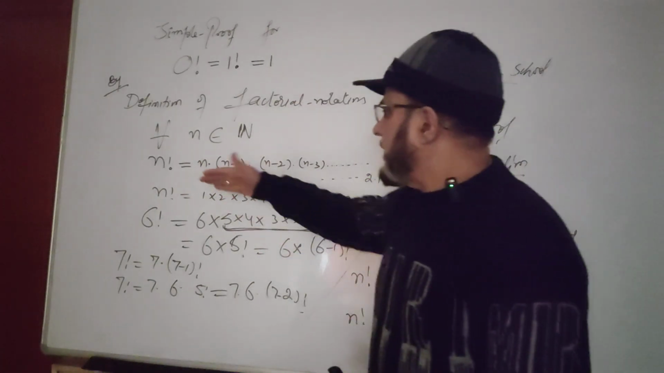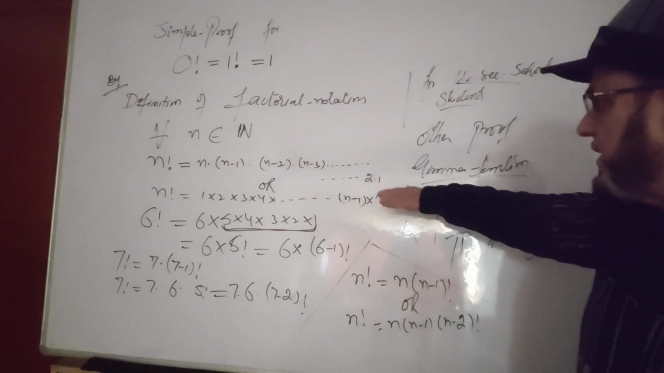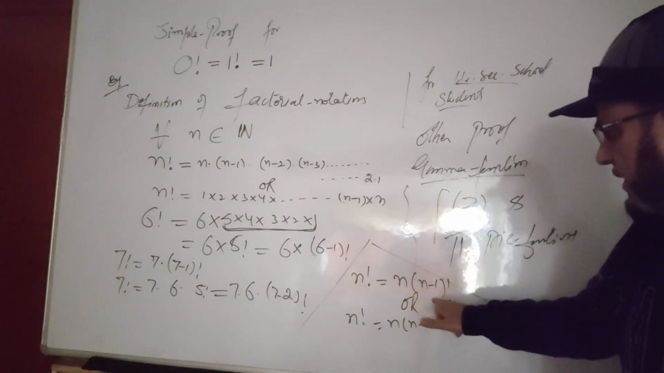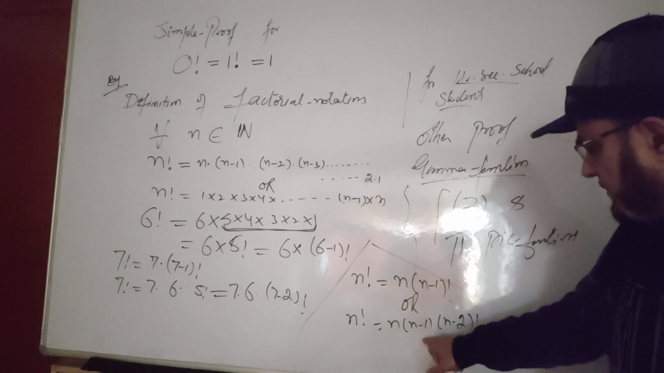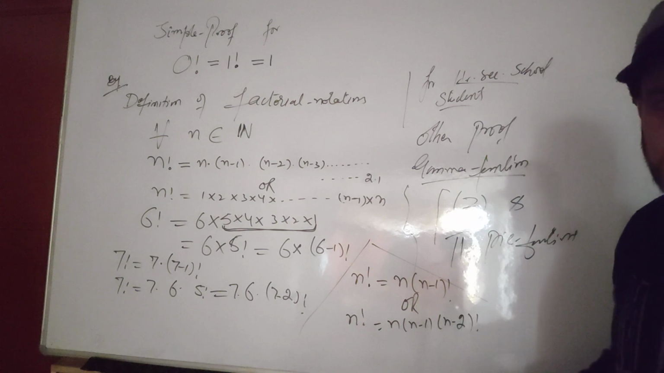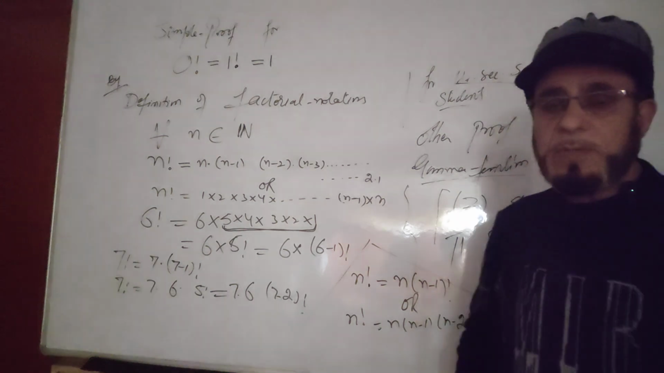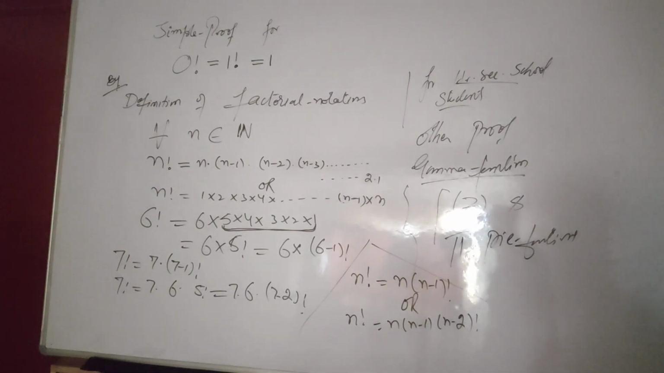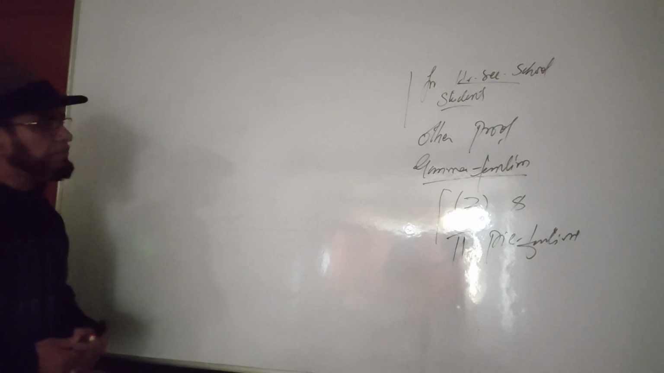So n factorial is the product of first n natural numbers, or we can write the same as n into (n minus 1), or n into (n minus 1) into (n minus 2), or n into (n minus 1) into (n minus 2) into (n minus 3) factorial. This is how we write factorial notation and define it. With the help of this, we can prove within 2 steps. Let us now have its proof.